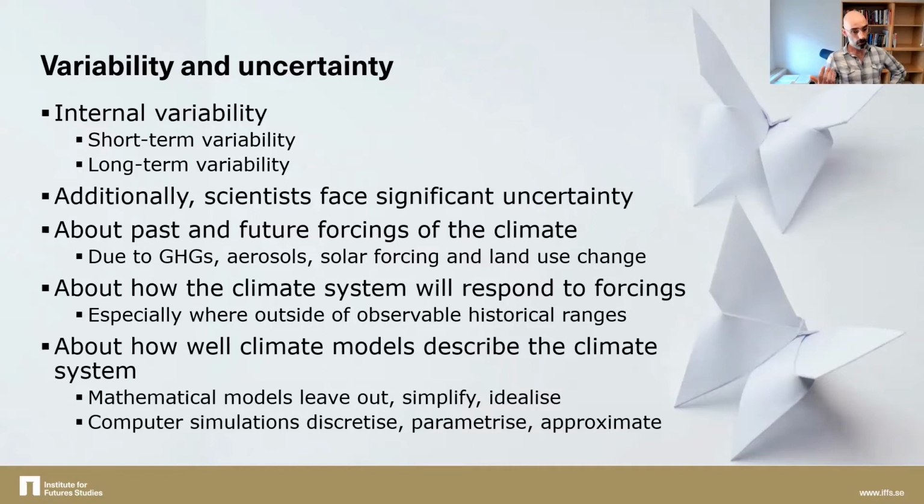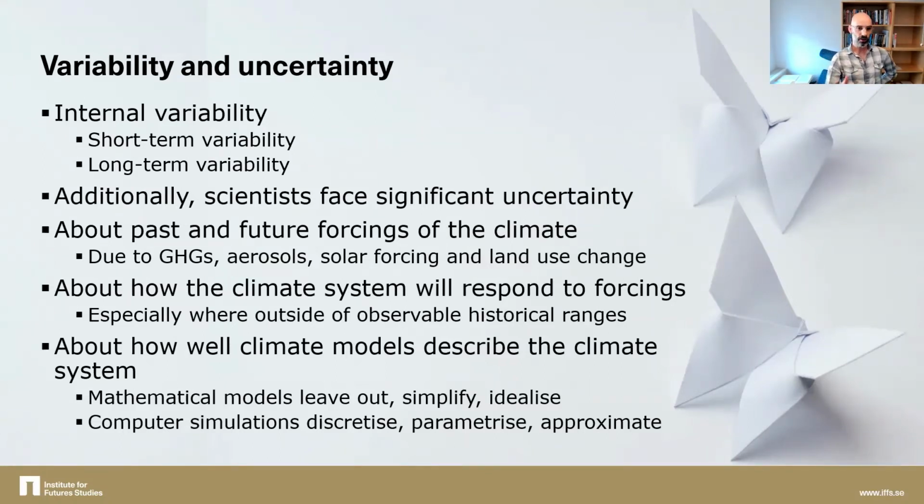So that's a question of physics. This is an uncertainty about the nature of the system. And it has to do with the fact that we're pushing the climate outside of an observed historical region. And then they're uncertain about their models, uncertain about how well any of their climate models describe the climate system.